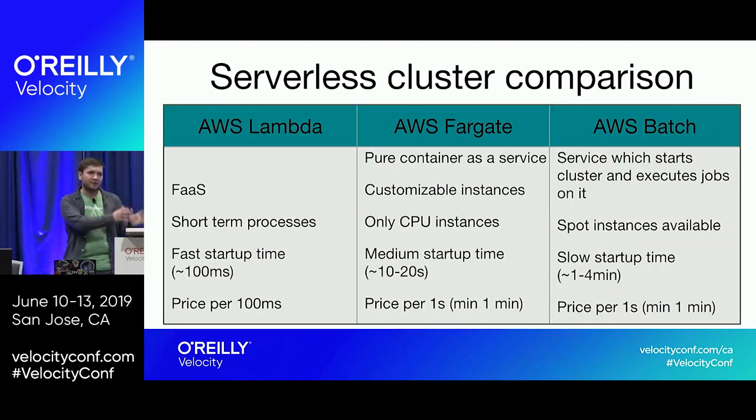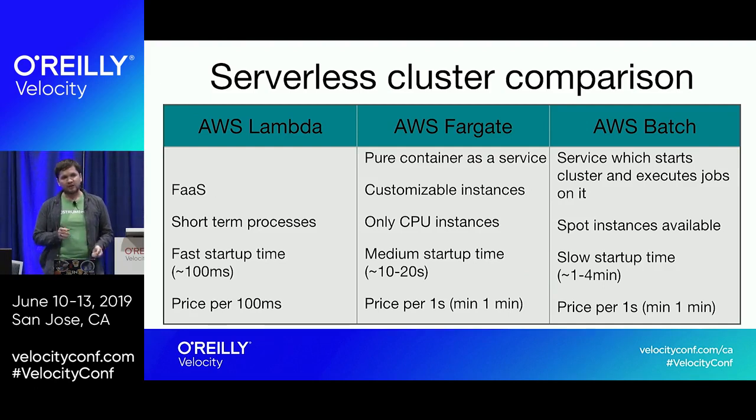So if we compare Lambda, Fargate, and Batch together, where can we use them? Basically, the difference is that Lambda has the fastest invocation. Fargate is in the middle, so it's like 10, 20 seconds. Batch is the slowest. But Fargate is very limited. It only works with CPUs. So in case you need GPUs or some custom instance, you will have to use Batch. But you can utilize spot instances, meaning they will be a lot cheaper than your on-demand ones.